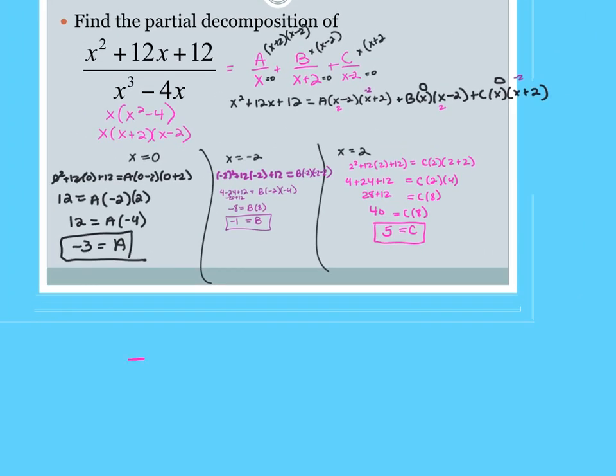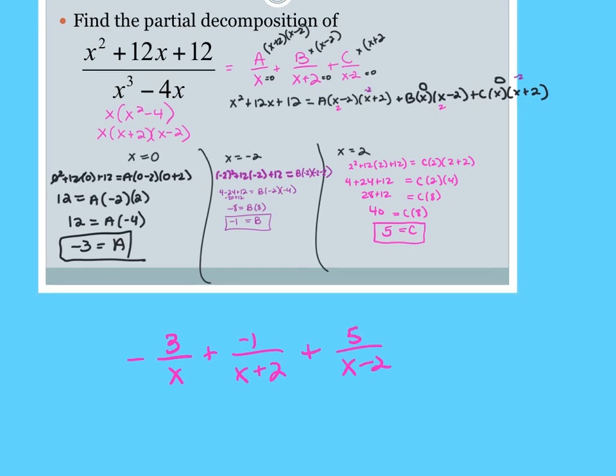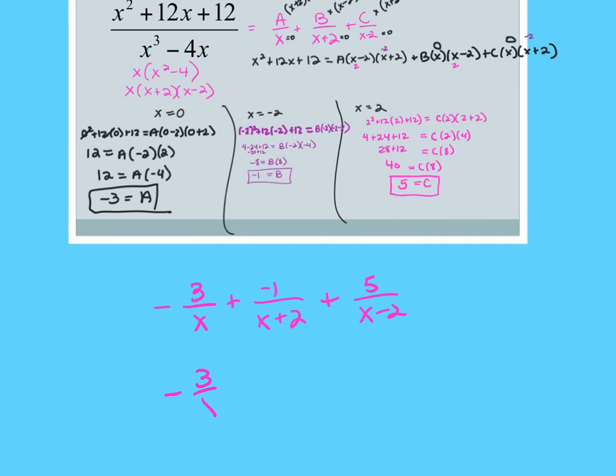So A is negative 3 over x, plus B is negative 1 over x plus 2, plus C is 5 over x minus 2. And that minus is going to go in between.